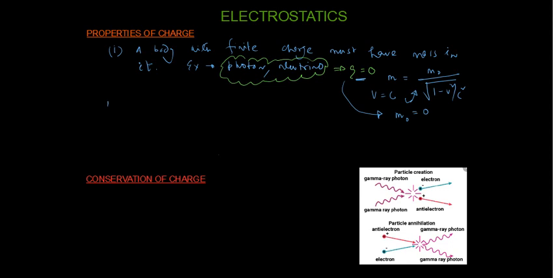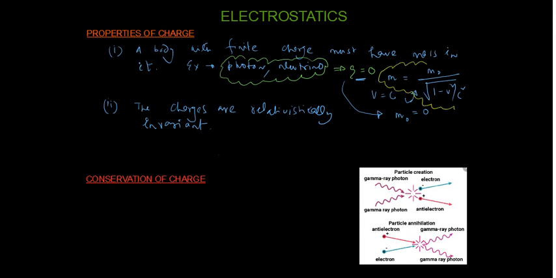Second property is also a very interesting property, that is that the charges are relativistically invariant. What do you mean by this? Just before some time I have written one formula that you can see here, that m is equal to m naught into 1 minus this. So in this case I can clearly see that if a particle is moving with a speed which is comparable to the speed of light in vacuum, its mass will vary, right?